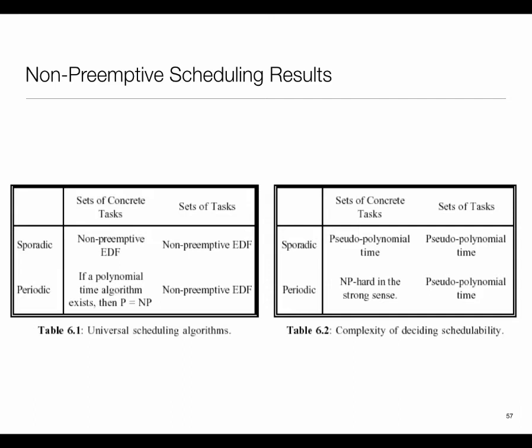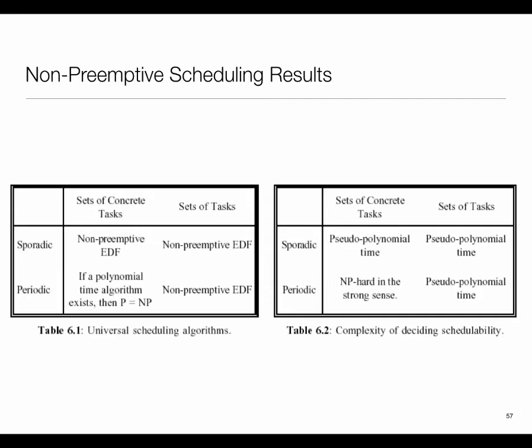But for this problem, where I have a set of periodic tasks for which I have given you the initial arrival time of the first job, and now I want to find the universal algorithm, well, we don't know whether an efficient algorithm for this exists or not.